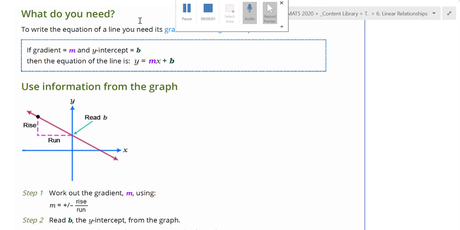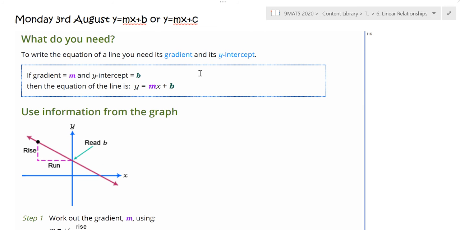Today we're looking at writing the equation of a line using its gradient and its y-intercept. This is the form of the line y equals mx plus b, where m is the gradient and the y-intercept is b. In the past it used to be called y equals mx plus c. So b is a constant, which is the y-intercept. It's when x is equal to 0.